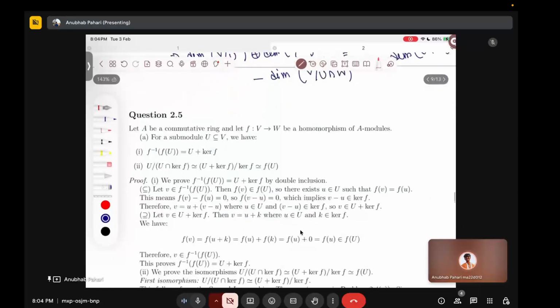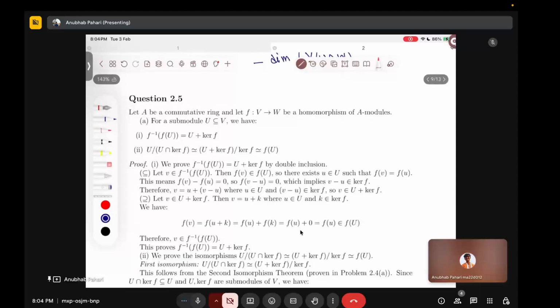Okay, so let us focus on the next problem. Let A be a commutative ring and F from V to W be a homomorphism of A-modules, and for a submodule U of V we have to prove that F inverse of F of U should be U plus kernel of F, and U mod (U intersection kernel of F) should be isomorphic to (U plus kernel of F) mod kernel of F, which is again isomorphic to F of U.